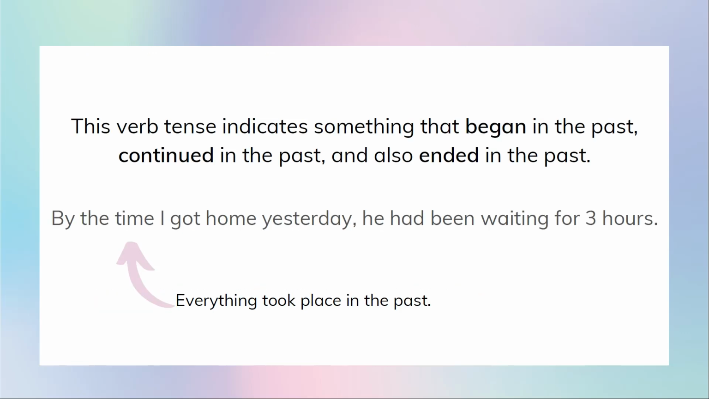The past perfect progressive indicates that something began in the past, continued in the past, and also ended in the past. And the example that we have is the following. By the time I got home yesterday, he had been waiting for 3 hours. So, as we see in this sentence, everything took place in the past.